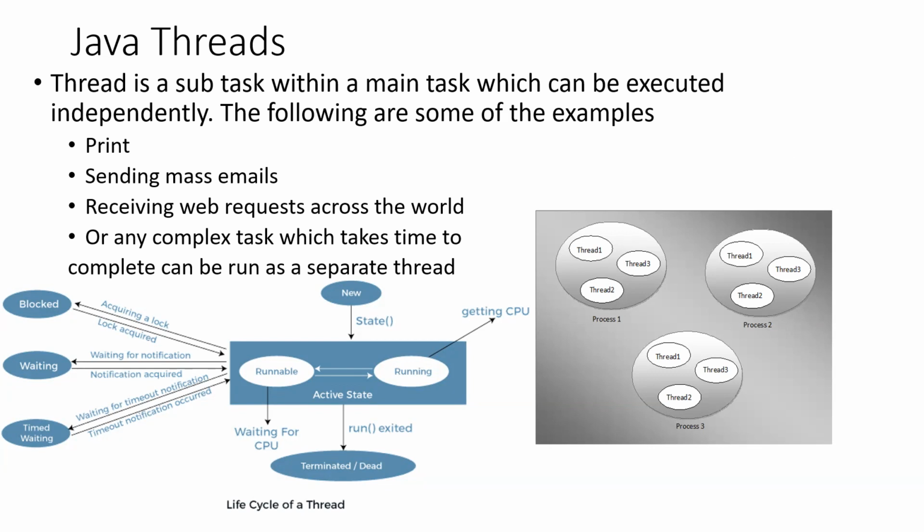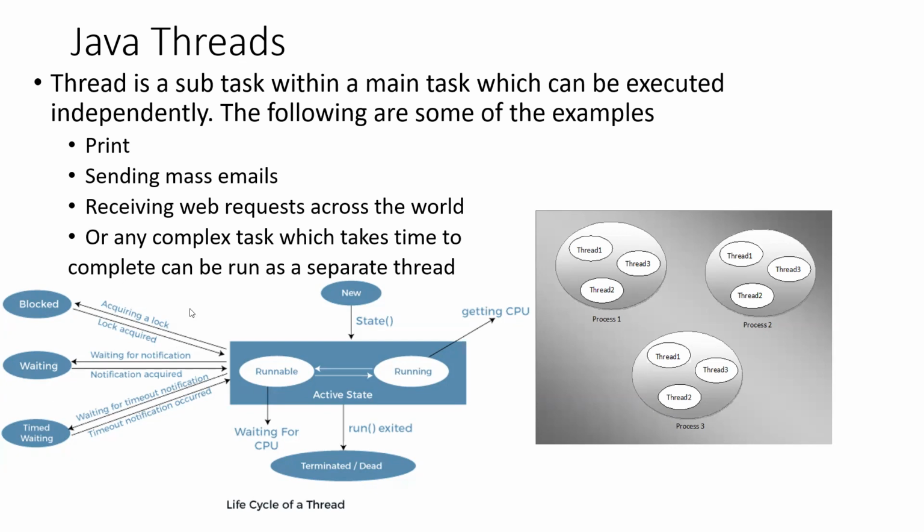So what are the various states of a thread? The initial state is new, and the next state is runnable, ready to be run. Once the CPU is given to the thread, it goes into running state. When the thread is over, the state is called terminated. There are three additional states: blocked, waiting, and timed waiting.